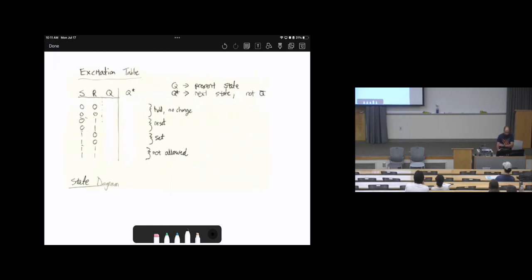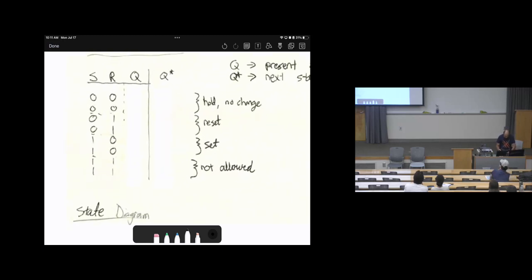As we know, the excitation table for the SR latch: when S and R are both zeros, we will be in hold mode. If S is 0 and R is 1, we will be in reset, because R is 1 in reset. If S is 1, we will be in set. 1 and 1 is not allowed, right?